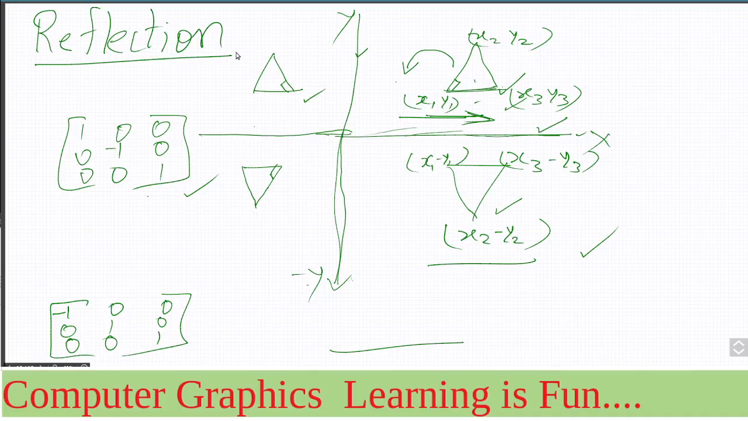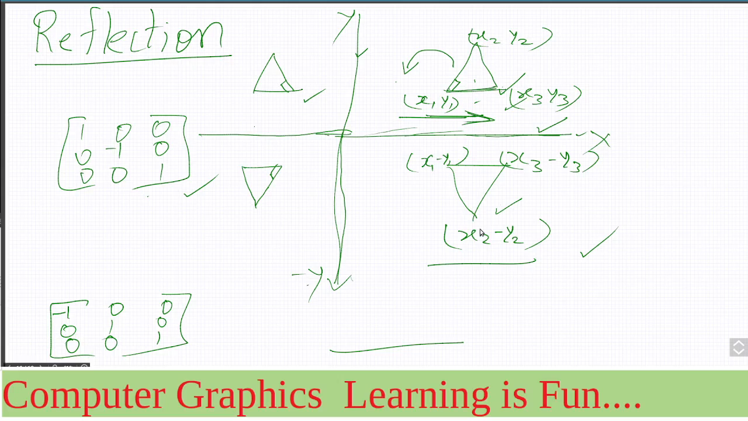So in reflection, what happens? If we have some object here with some coordinates x1 y1, x2 y2, x3 y3, then what we are going to do? We are going to transform it in a way so that it should look like it has been rotated to some kind of degree, if at all it has been rotated in this axis, this quadrant I should say. So it is something like rotated with 180 degree, right?